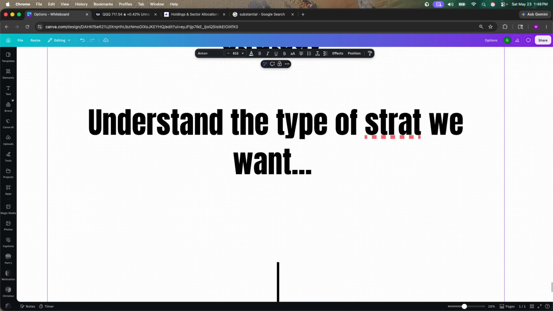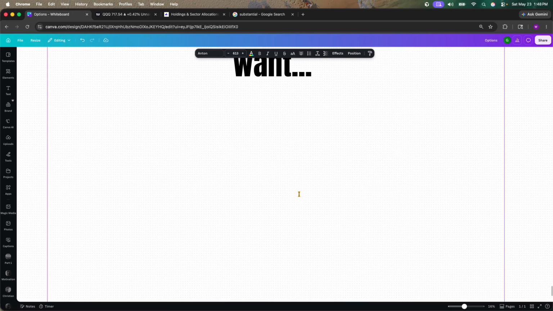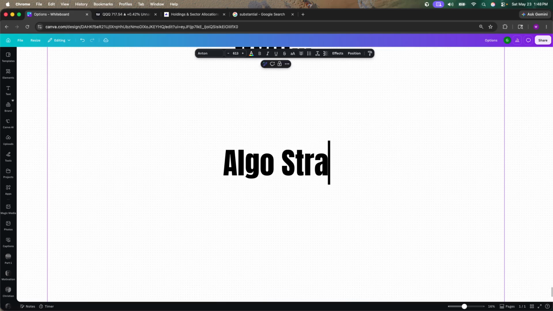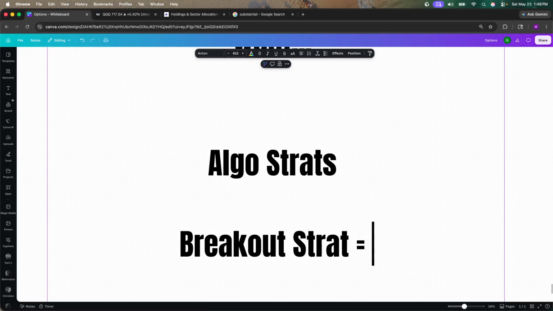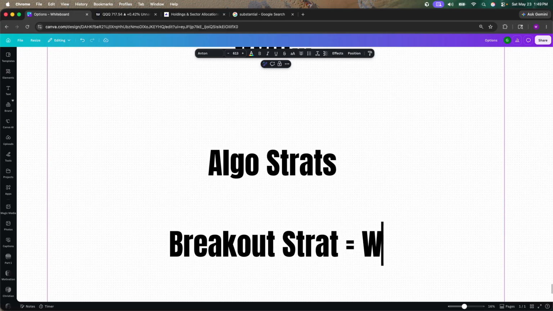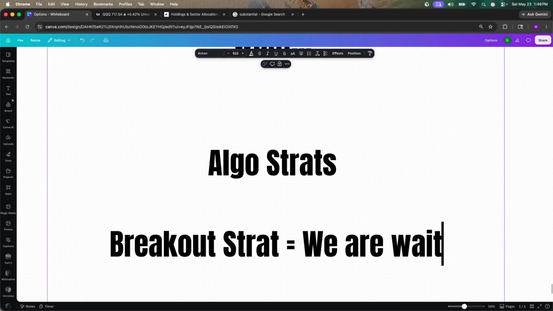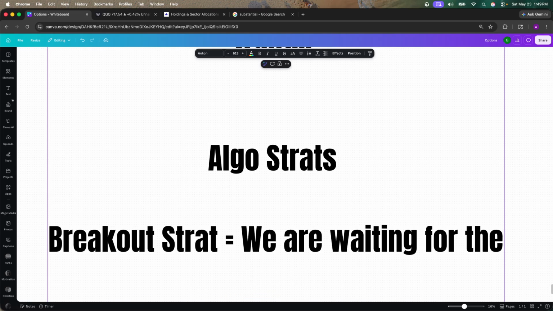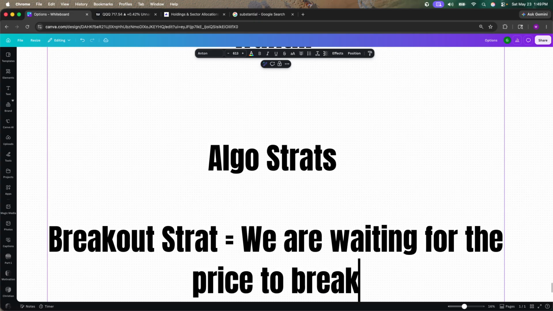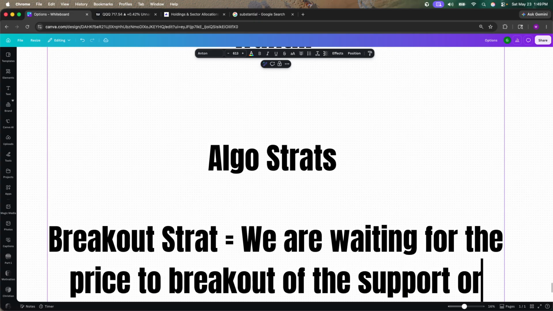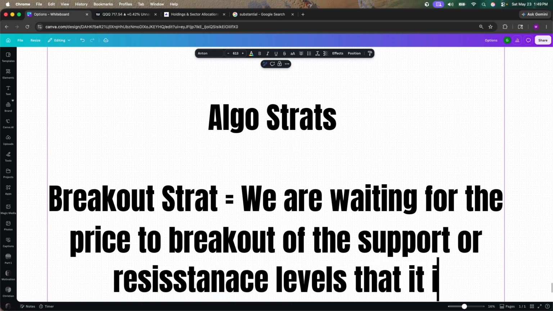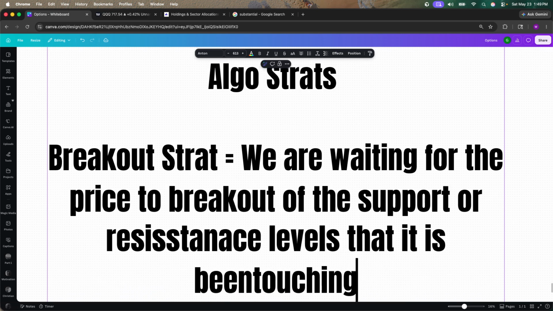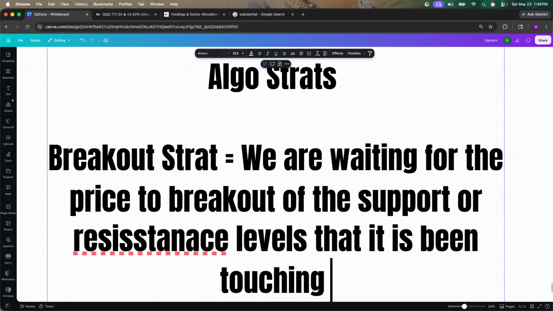So let's go ahead and jump into this thing. When it comes to algo strats, we can have a breakout strategy. And a breakout strat, all it means is that we are waiting for the price to break out of the support or resistance levels that it has been touching.